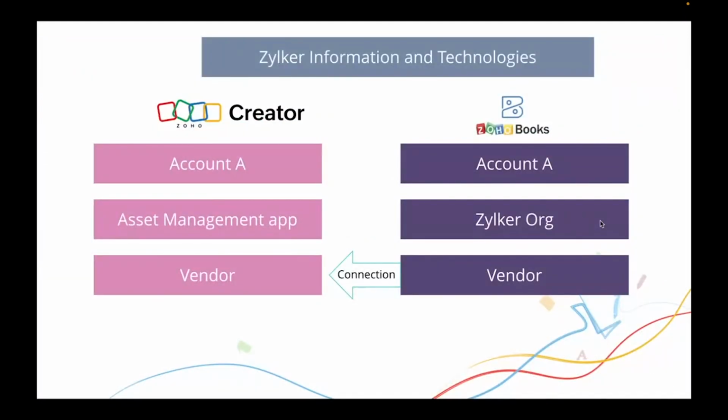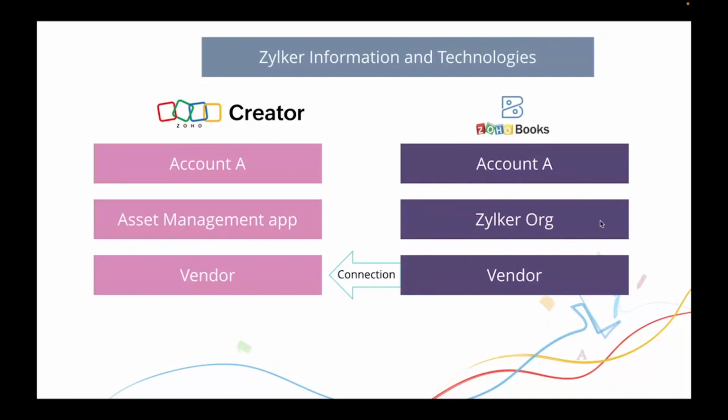Now we are going to take a specific use case where we have all the vendor details within the asset management system, and let's take Zoho Creator and also Zoho Books. In Zoho Creator, let's take account A, and within this account A, let's take the asset management application, right? And within this asset management application, let's assume that we have maintained all the vendor details. Now, let's also assume that we have Zoho Books for maintaining all the financial transactions, right? And this is account A. This might have multiple organizations. Let's take the Zilker organization. So here we'll be creating multiple ledgers. It could be a customer or a vendor.